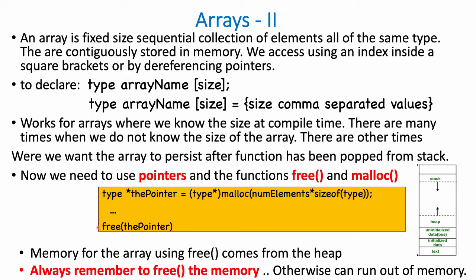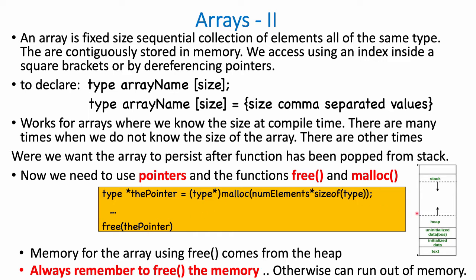The reason for this is you can run out of program memory if you don't free up memory that you no longer need, and you can also create page faulting in your program, which is the kiss of death. Performance will degrade dramatically if you start page faulting. So again, free and malloc are the two functions we're going to use. They're always going to exist in pairs.